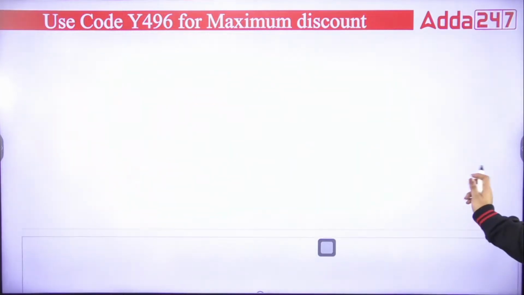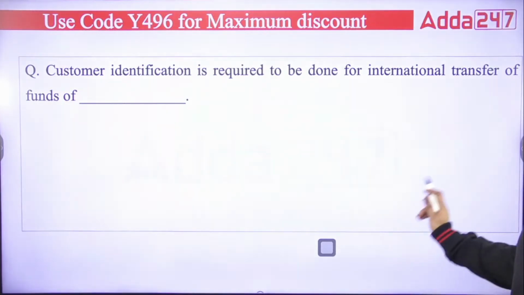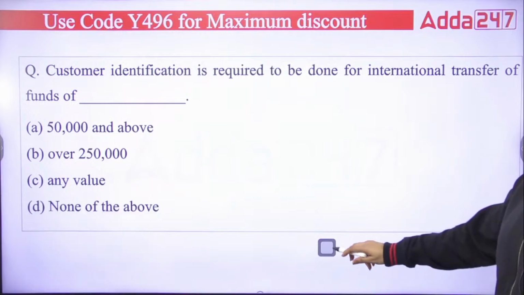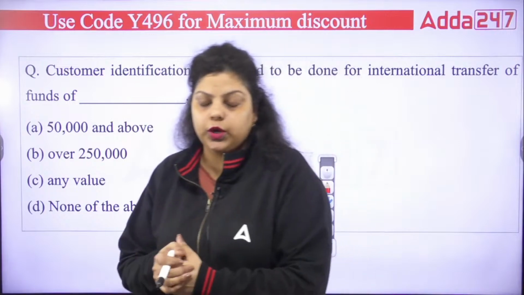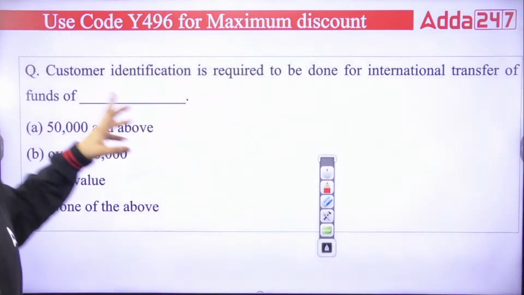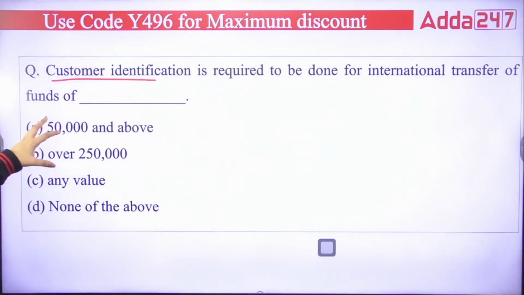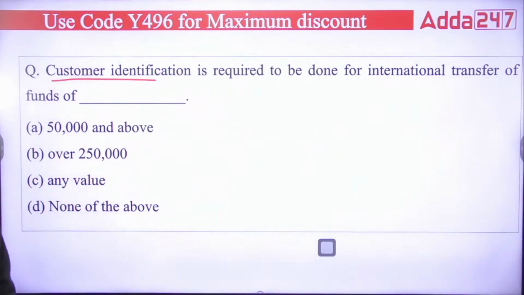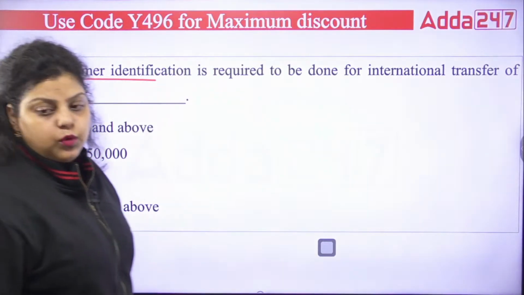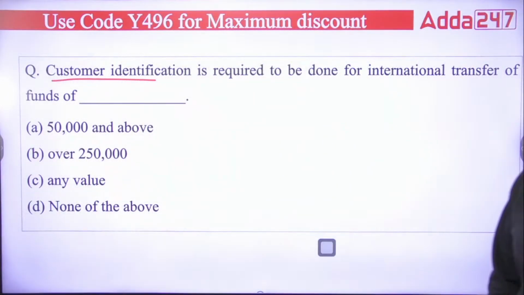Now the next question is asking: customer identification is required to be done for international transfer of funds of dash. So of what amount transfer, when you are doing a cross-border transaction, is customer identification very important? A, 50,000 and above; B, over 2,50,000; C, any value; or D, none of the above. Which of the following will be correct? A, B, C or D? Let me know.